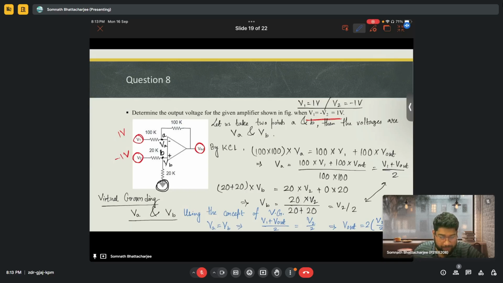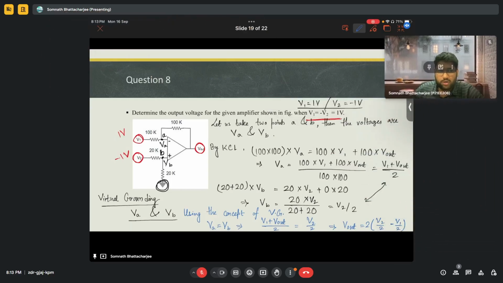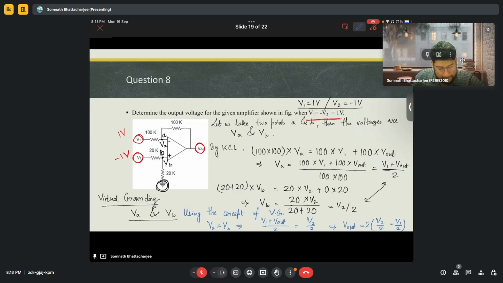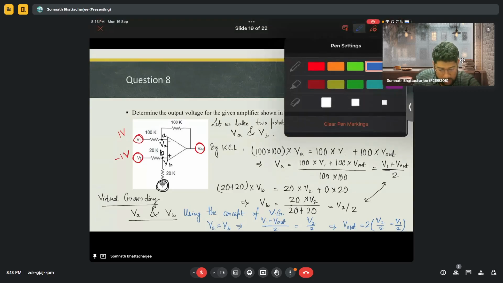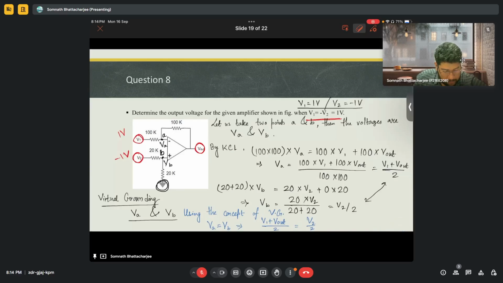It is correct, right? Sorry, I'll just put it here. So, I'll just write it again. V out into 2 is there, right? So, V out into 2, there will be 2 multiplied by V2 by 2 minus V1 by 2.